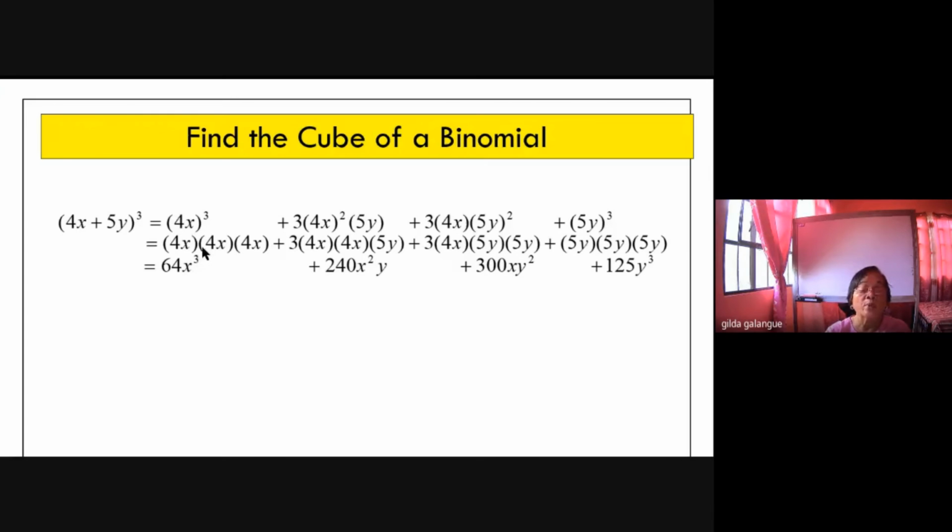Look at the exponent of x. This is 3. This 3 becomes 2, 1. No more x. How about y? No y, 1, 2, 3. So what is our final answer? 64x cubed plus 240x squared y plus 300xy squared plus 125y cubed.